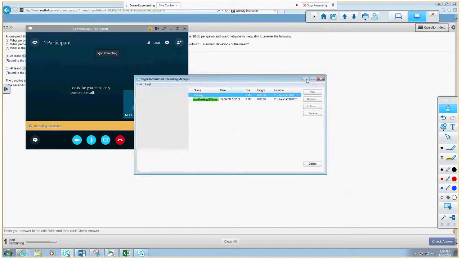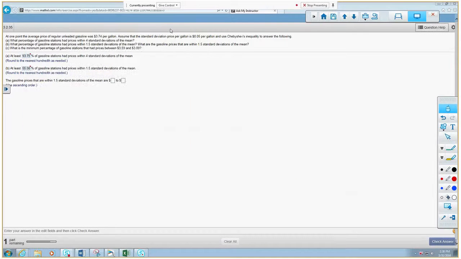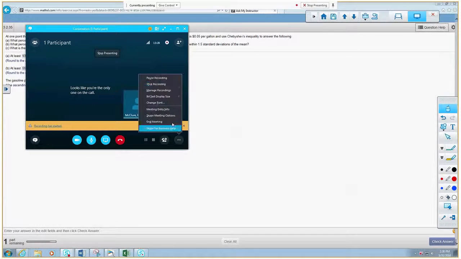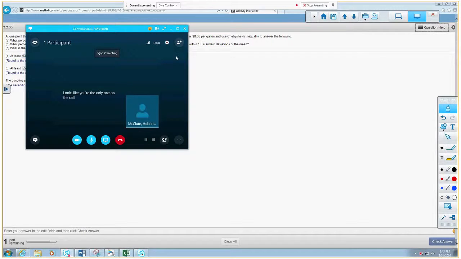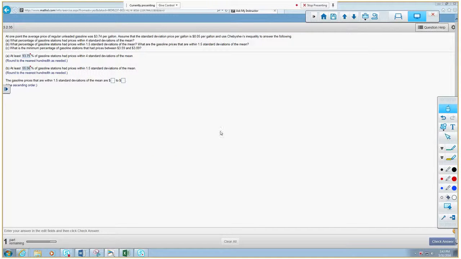All right, this is coming to us from 3.2. Incoming transmission. Okay, this question comes from 3.2, and it looks like we're using the K formula.